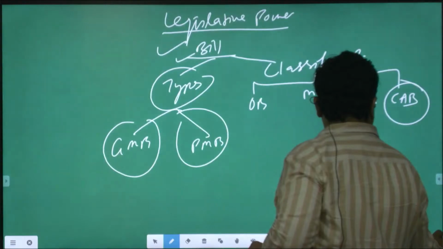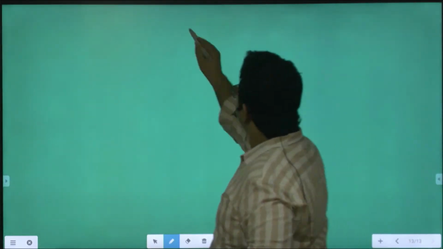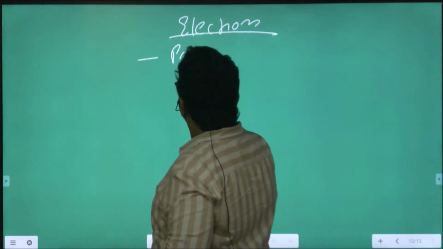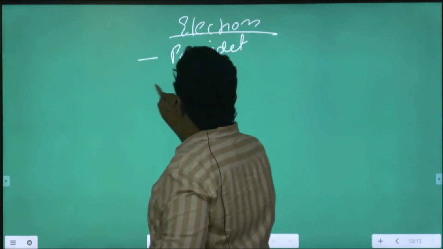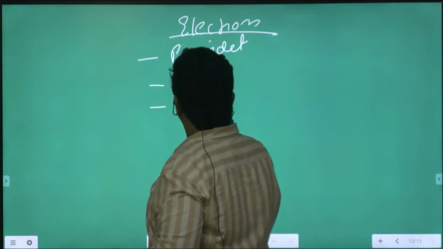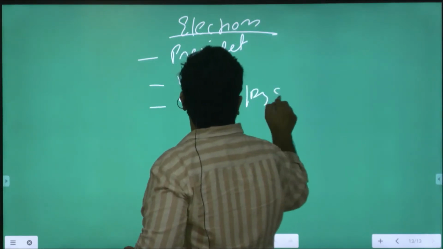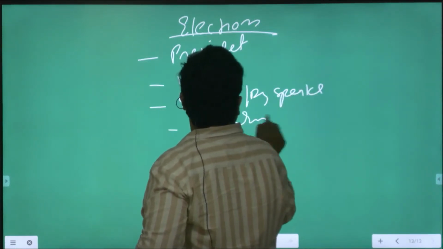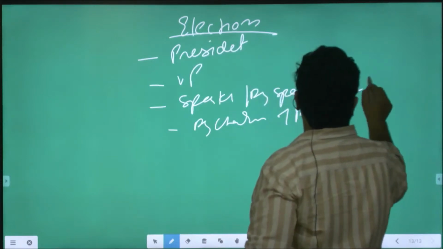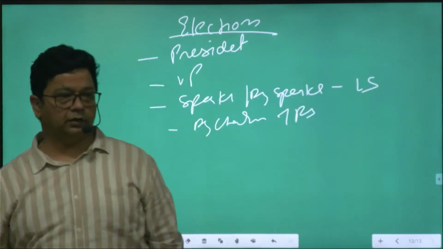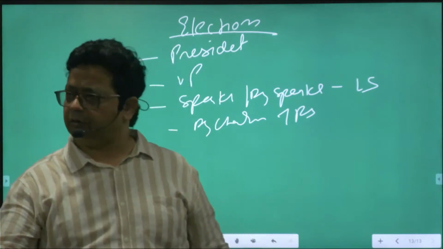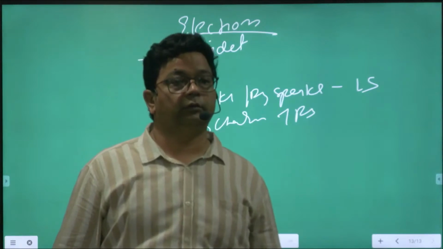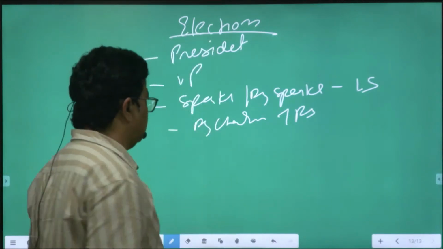Under the election process, does Parliament have an election process? Yes. It elects the President, the Vice President, the Speaker, the Deputy Speaker, the Deputy Chairman of Rajya Sabha, and the Speaker and Deputy Speaker of the Lok Sabha. They have an election process, they elect these dignitaries, so they also perform an election process. Am I clear?